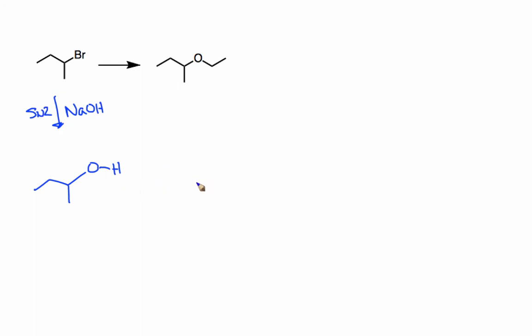But now we need to do the steps for an ether synthesis. So first we need to turn this into a good nucleophile. So step one, we'll treat this with a base. You could use sodium amide. In this case, I'll just use sodium hydride. Na plus, H minus.